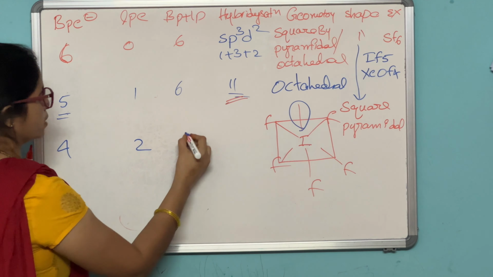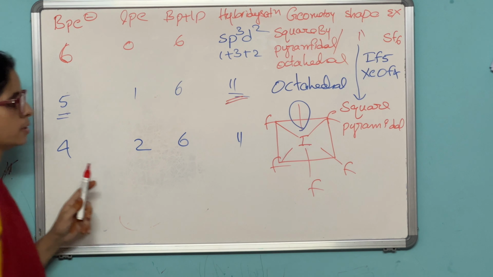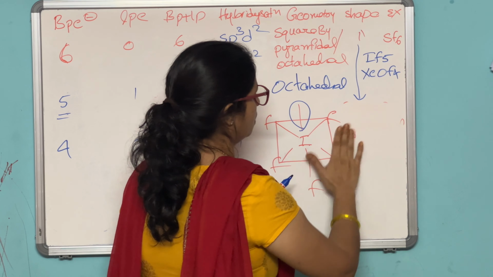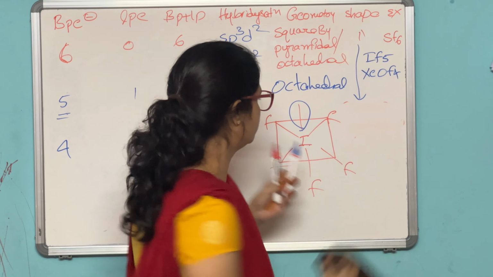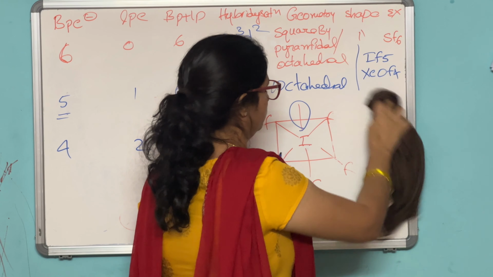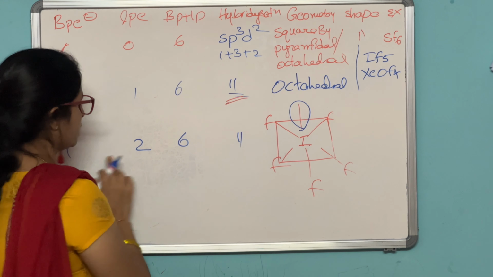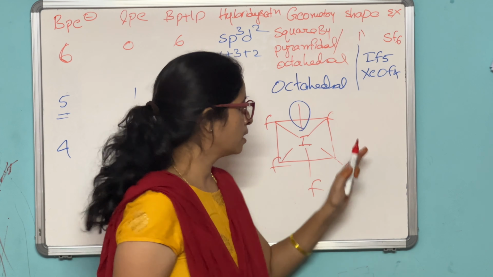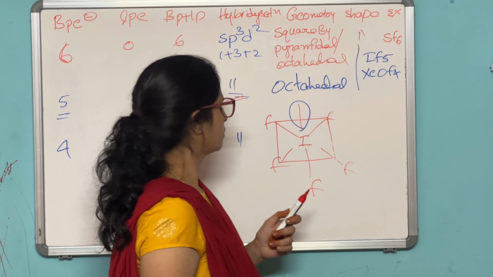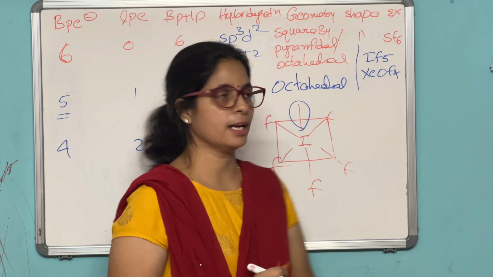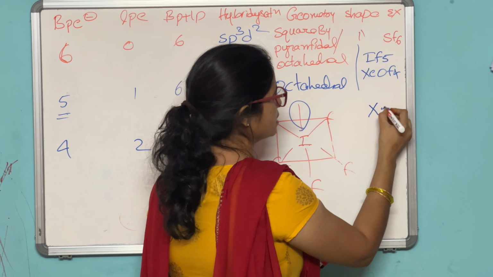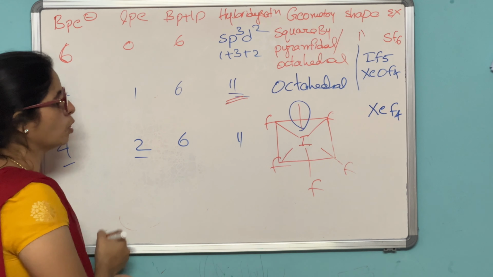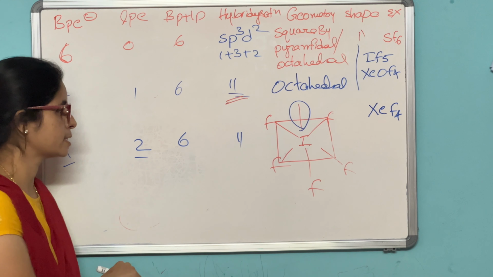Four plus 2, 6, sp3d2 hybridization. And if it is sp3d2 hybridization, here what is the geometry? Geometry as usual octahedral. Now the example for this one is XeF4. So xenon has 4 bond pairs and the remaining 2 lone pairs you can calculate by adopting that same procedure.